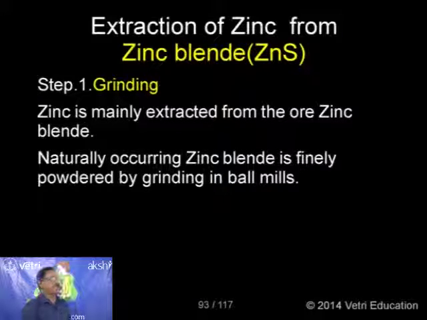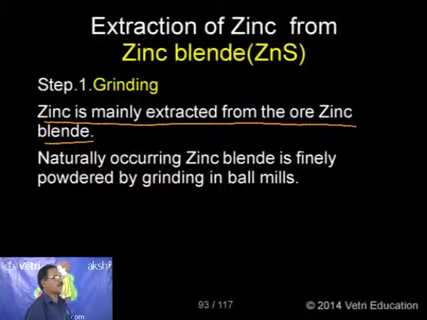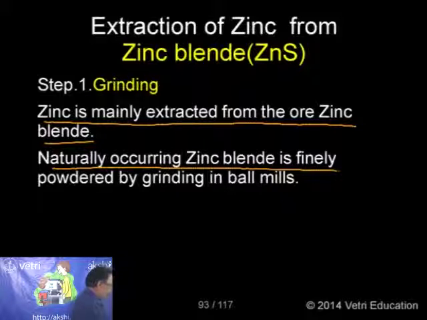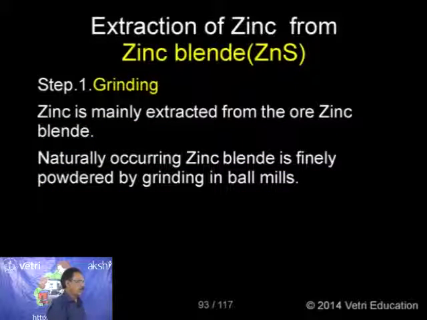First one is grinding. Zinc is mainly extracted from the ore zinc blend. That is the first information. It is available in the form of zinc blend. Naturally occurring zinc blend has to be finely powdered. We have to make it powder by grinding in a ball mill. This is the simple first step. So, the naturally occurring zinc blend, which we have to collect, is made into powder by grinding in the ball mills. Step 1.